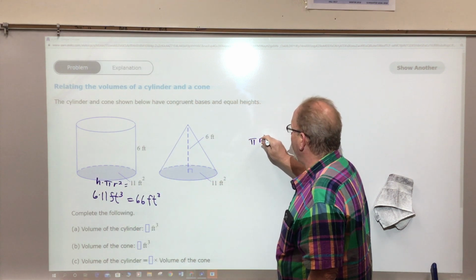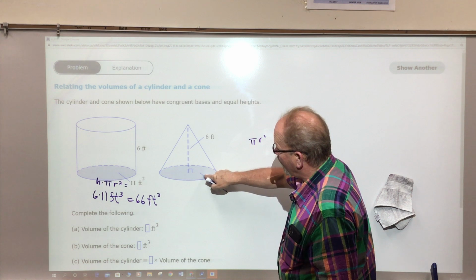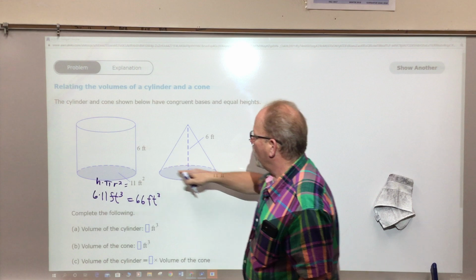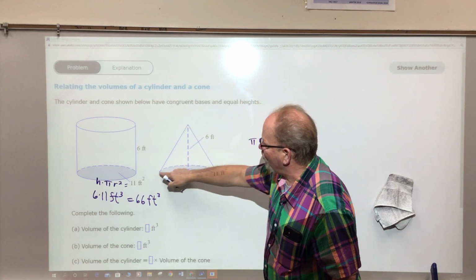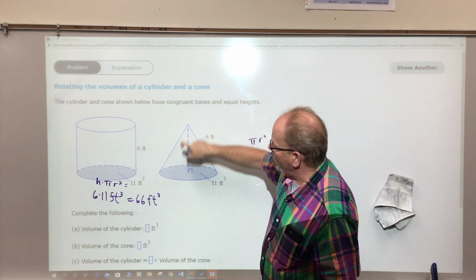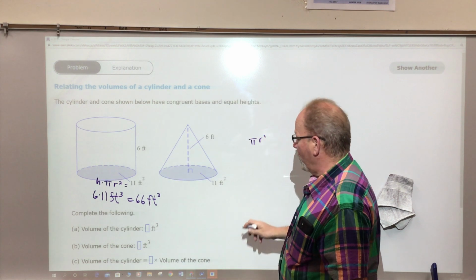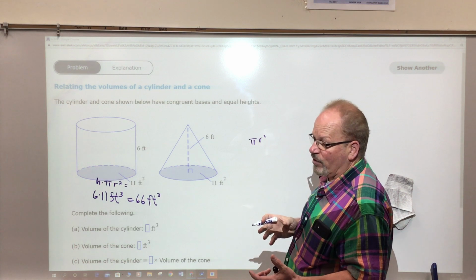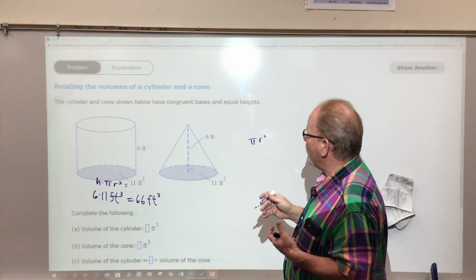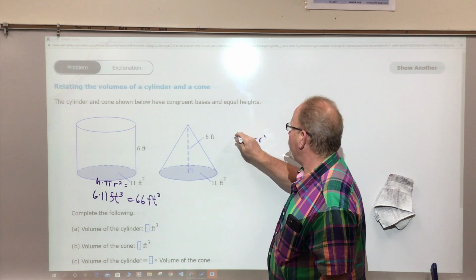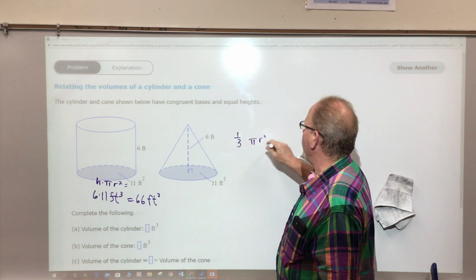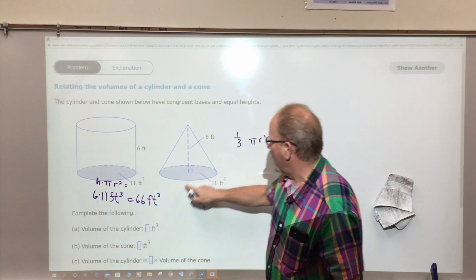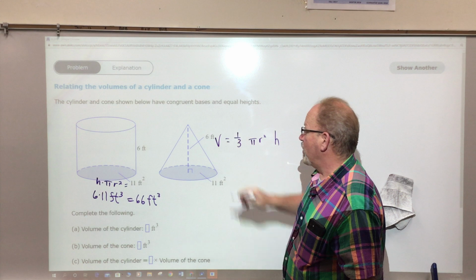We come over here, pi r squared h. But no, that's the cone. This has got a fraction in it. Remember, the pointy thing is a 1/3. If it was a pyramid, it would be 1/3 of what the rectangular prism is. That 1/3 is like the magic number. So we've got to do 1/3 times pi r squared times h to find the volume of this cone, okay?